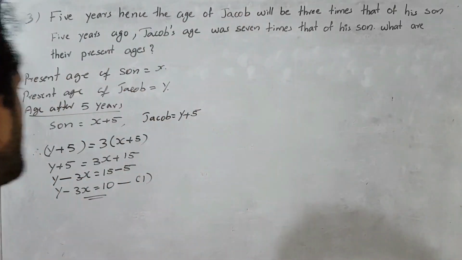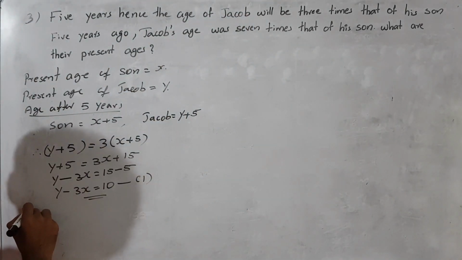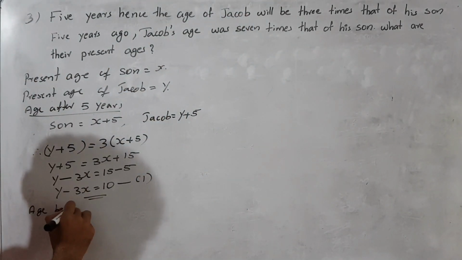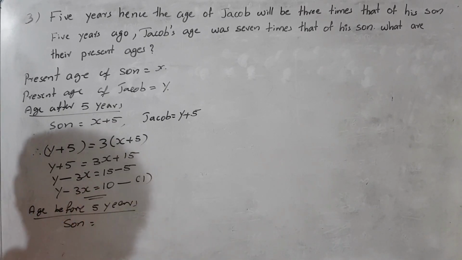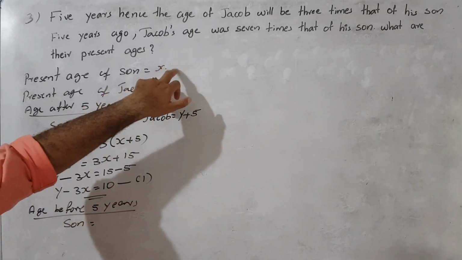So next we are finding the age before 5 years. Age before 5 years, son. What is the age of son? Now the present age is x.